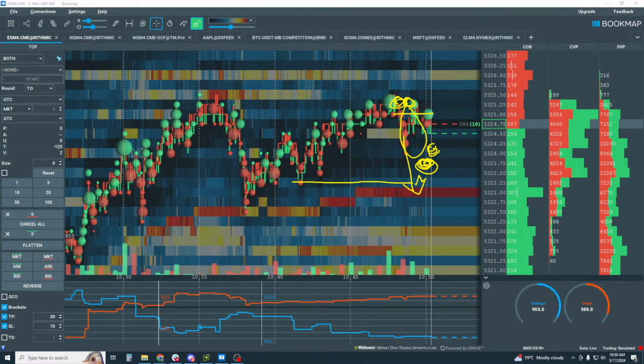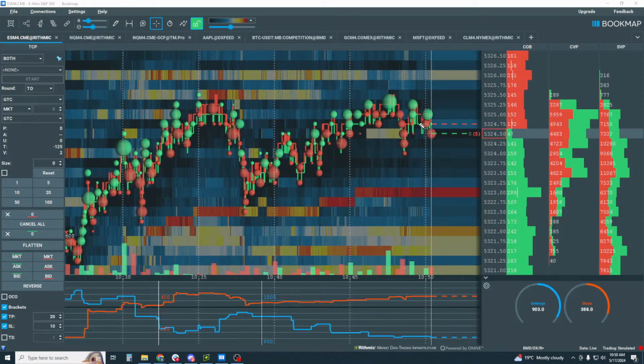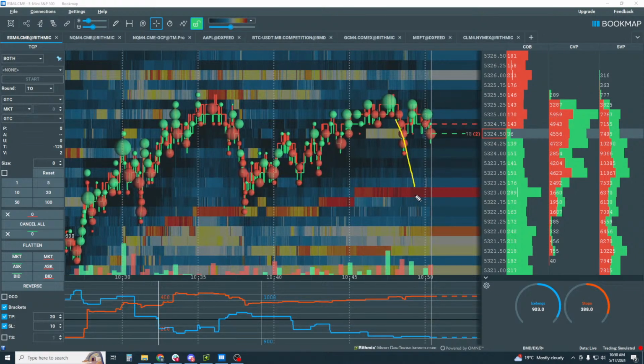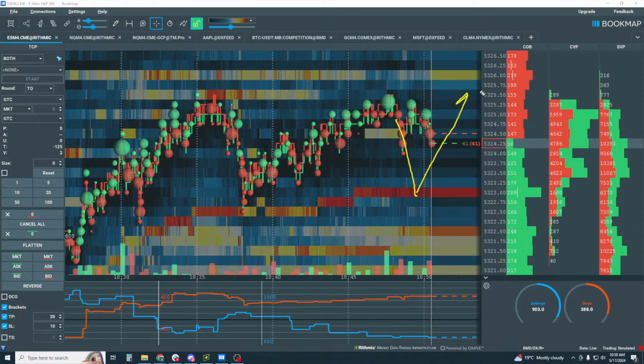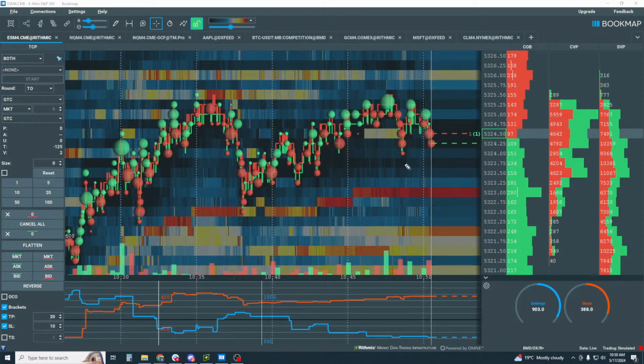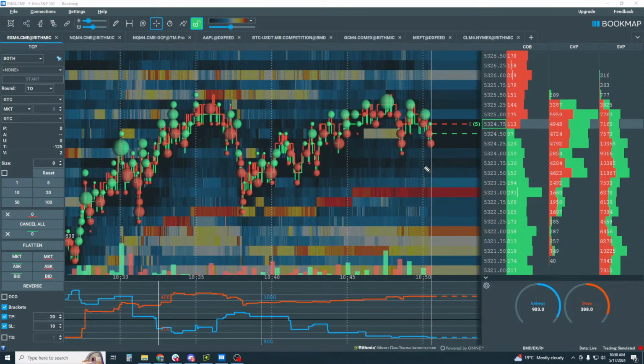Okay, this is a little bit like the cup and handle. It's just a bigger move to the downside. It's like a big handle, and then a move back up, right? So let's keep our eyes open for that scenario here.